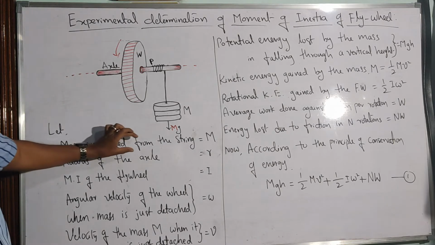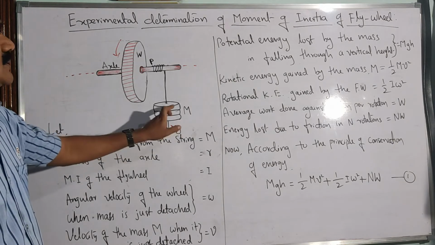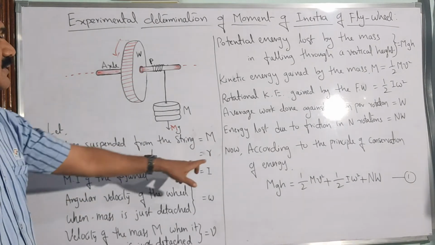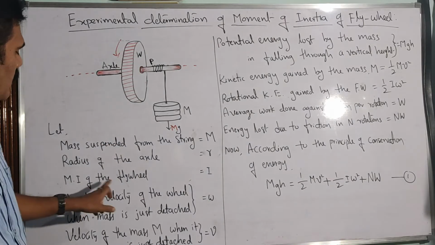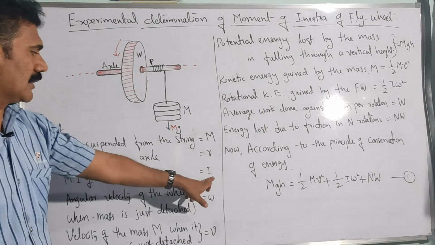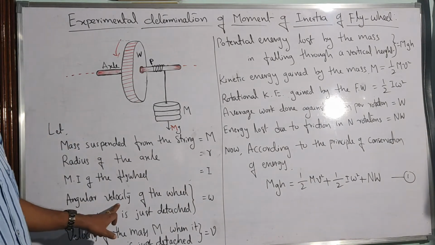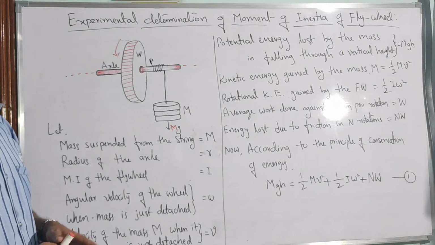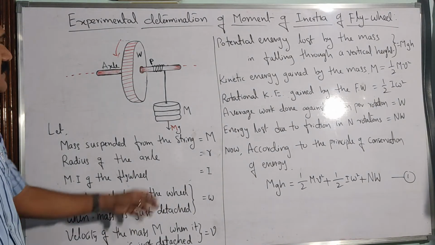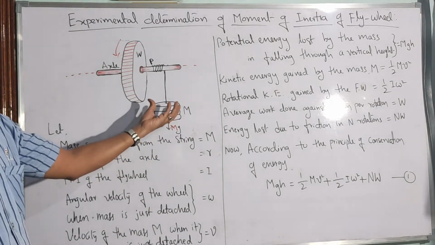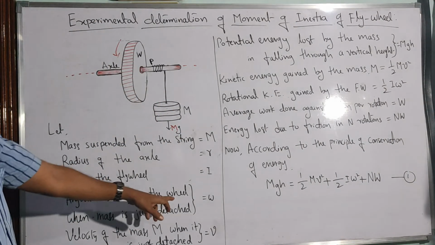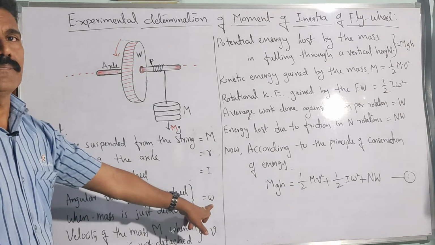So the mass suspended from the string, how much is it? Let us say capital M, and then the radius of the axle. Okay, that is what you have to measure. Let it be small r, and then the moment of inertia of the flywheel. We will take it as capital I. And then angular velocity, because we have to consider the concept of angular velocity when the wheel is rotating. What is the angular velocity of the wheel when the mass is just detached? The moment you release the mass, it starts rotating, you know. So you have to consider the angular velocity of the flywheel wheel, that is equal to omega, right?